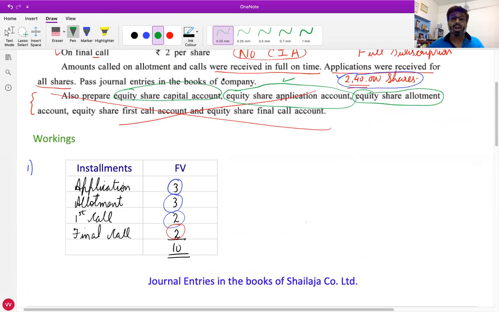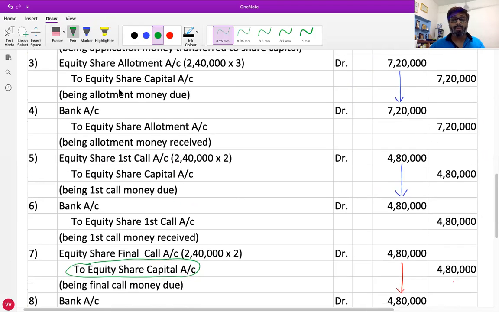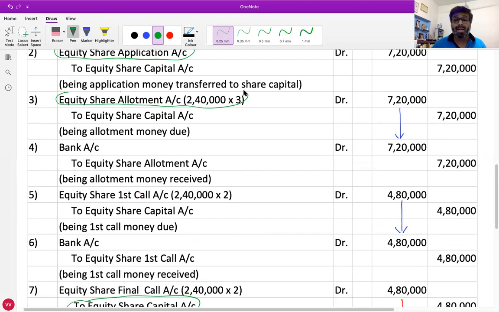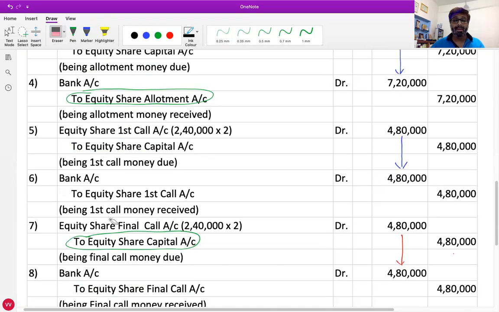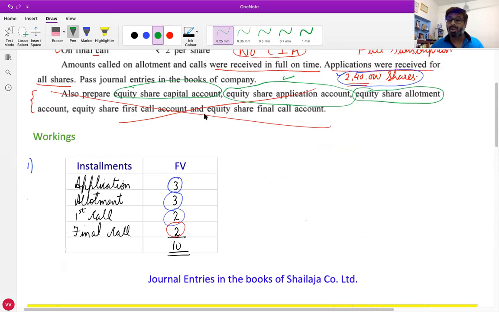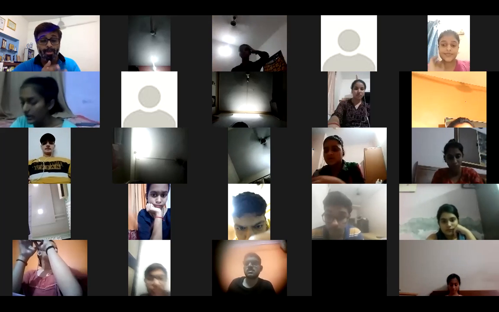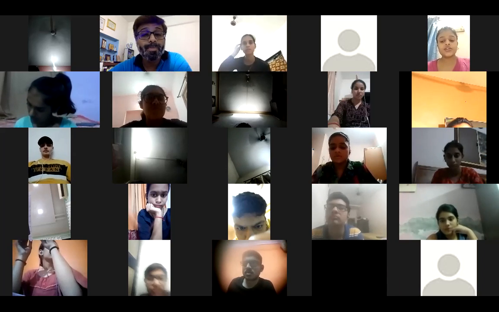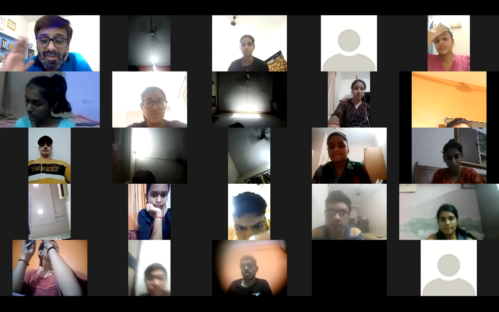In the same way, equity share allotment is also a small account because only two entries have it. From the third entry, on the debit side of the equity share allotment account, you'll write to equity share capital account, 7,20,000. And from the fourth entry, on the credit side, you'll write by bank account, 7,20,000. Then you are asked to make the first call and final call accounts. Can you make those on your own in the same manner? Yes, sir. So all of you are clear with these basic entries of issue of shares?